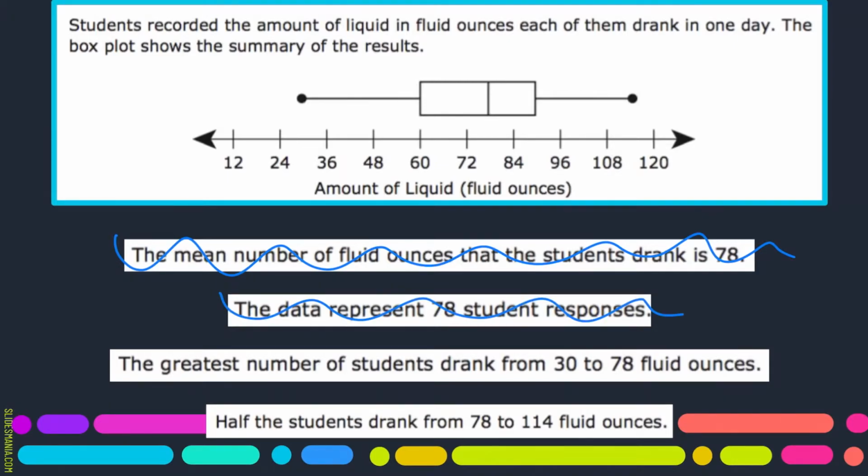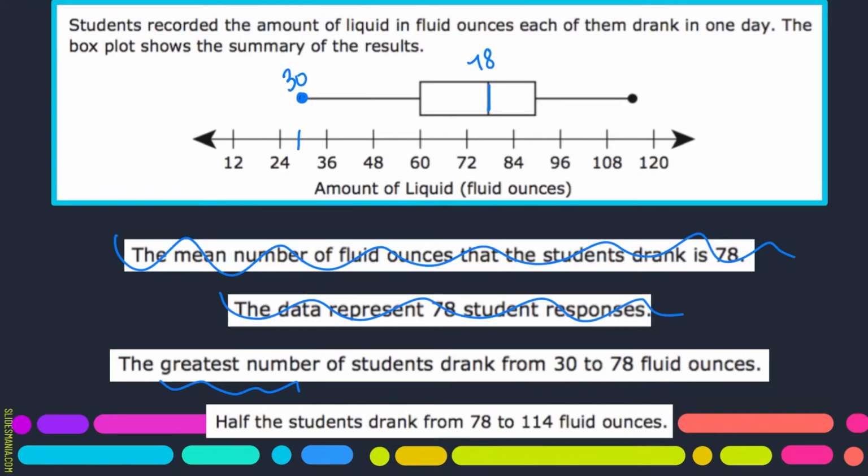So not enough information to determine. The greatest number of students drank from 30 to 78 ounces. So at this point, our minimum right here represents 30, and then our median right here represents 78. So they're saying the greatest number of students drank from 30 to 78 fluid ounces.